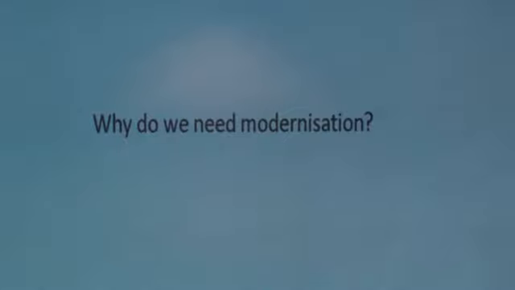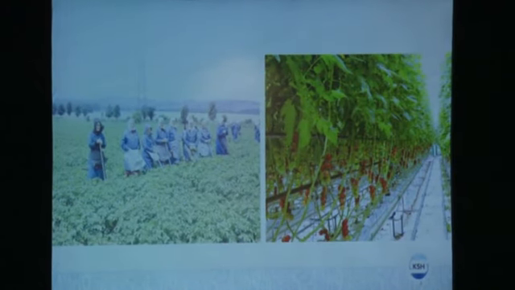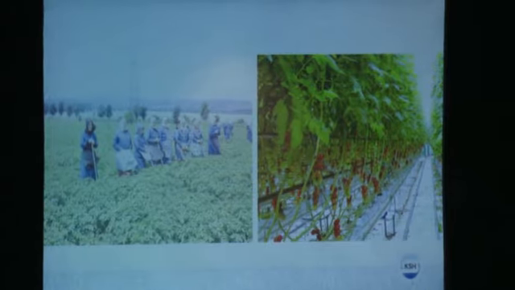So why do we need modernization? The answer is that in the last 50 years, the Hungarian agriculture went through quite deep changes, which was not really followed by the structure of agricultural statistics and the methodology of agricultural statistics. I brought some pictures for you to illustrate these changes in the Hungarian agriculture. On the left side, you can see a picture of typical horticultural production in the 80s. And on the right side, you can see a picture of modern tomato growing.